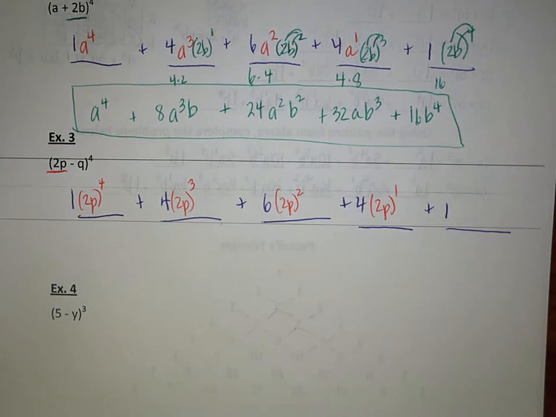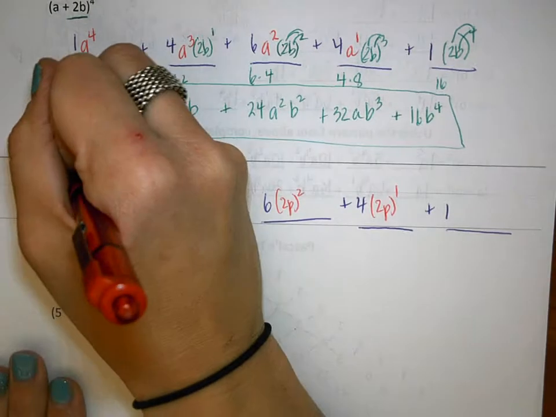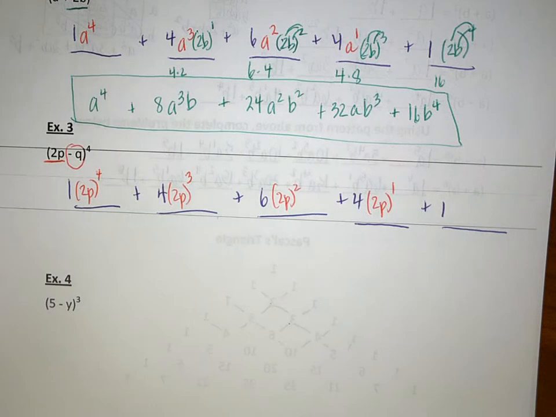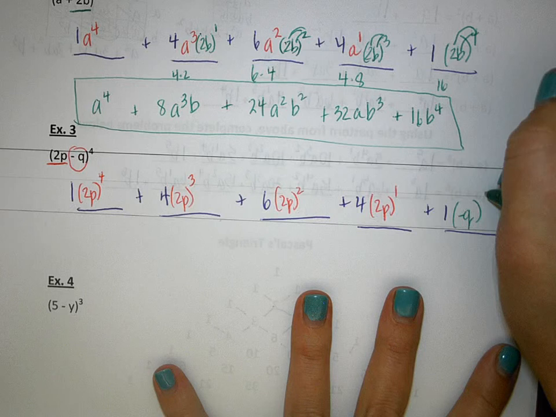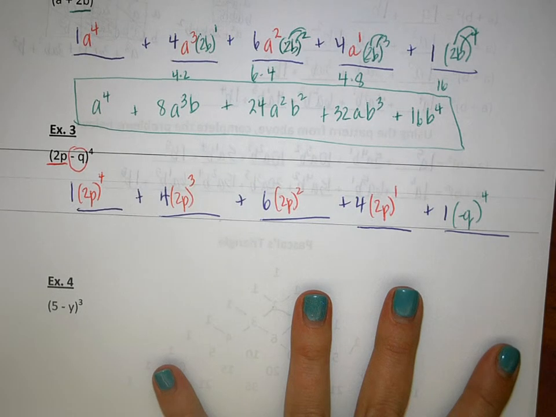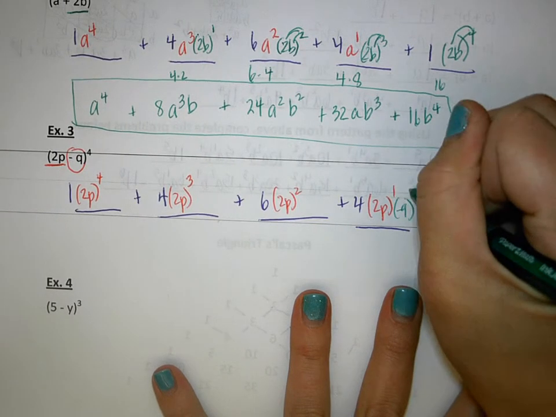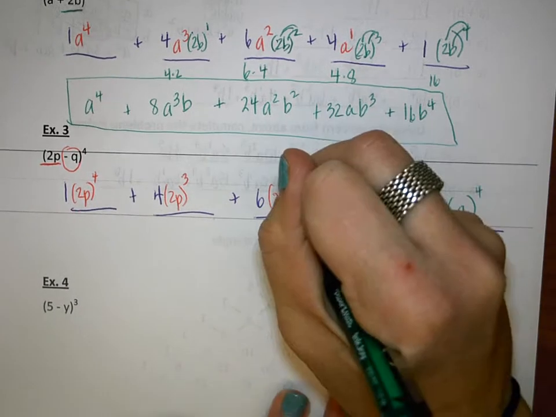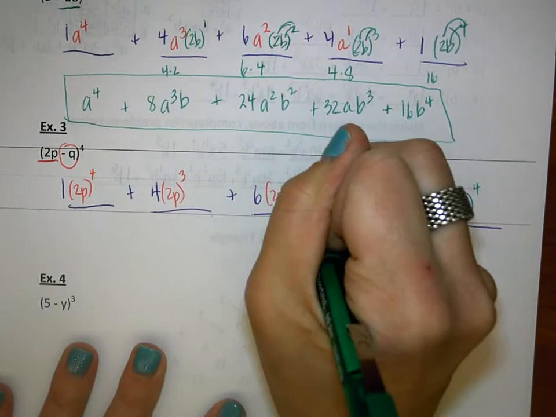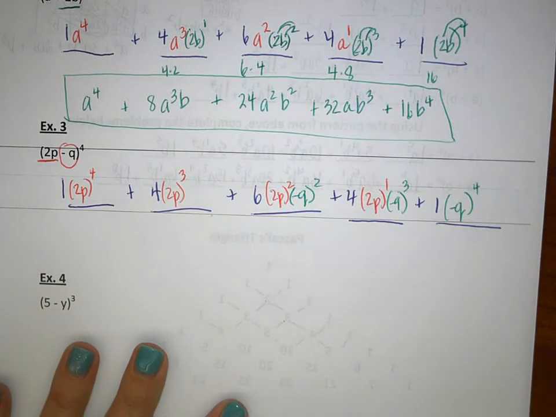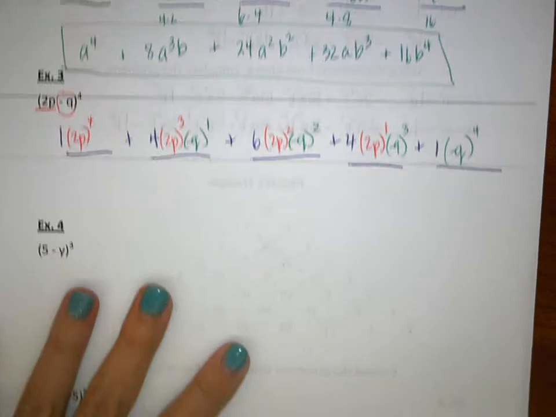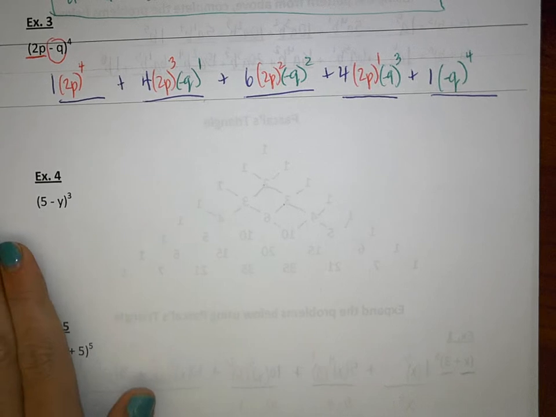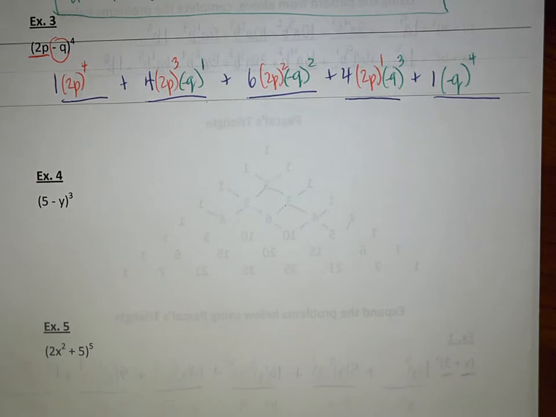Now, if you have a negative, you've got to pay attention to that one. So we have a negative q. So we're going to have negative q to the fourth, negative q to the third, negative q to the second, negative q to the first, and negative q to the 0, which we do not write. So on this one, you need to pay attention between negatives and positives, plus distributing.